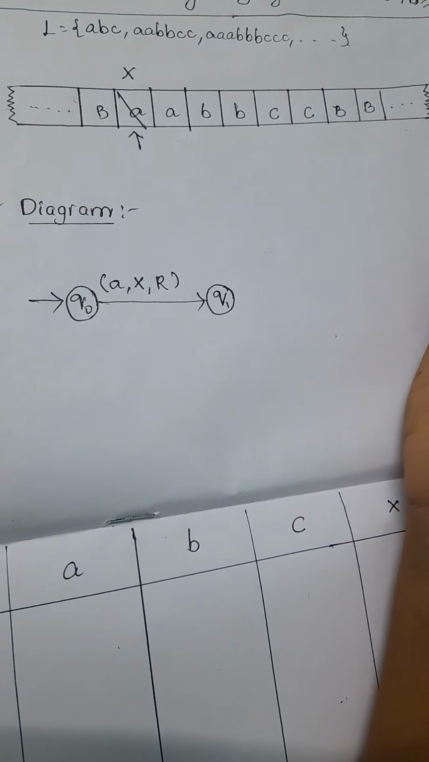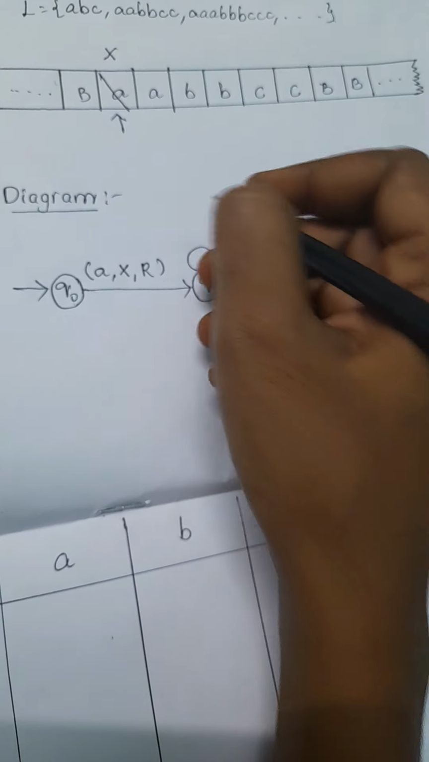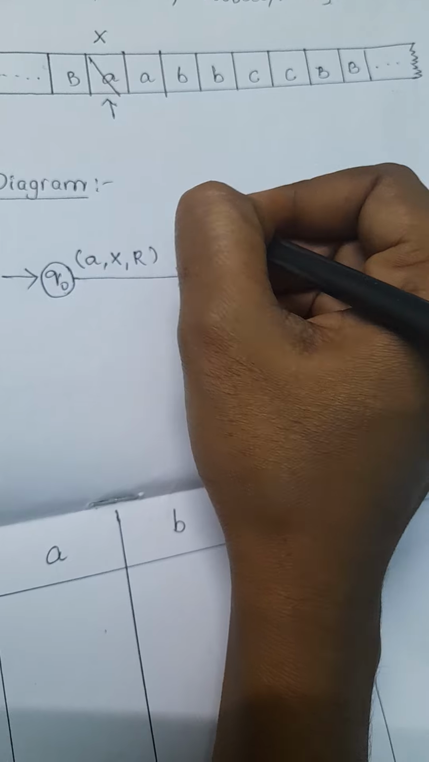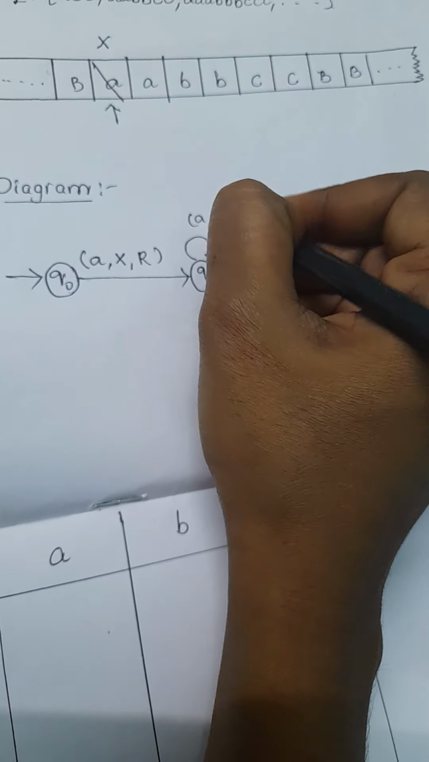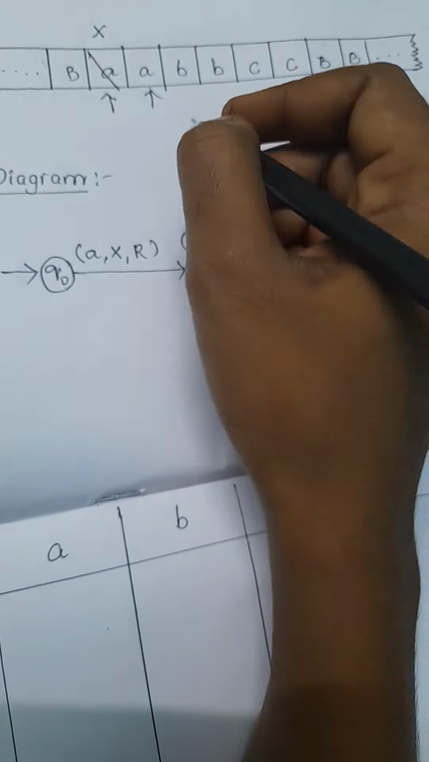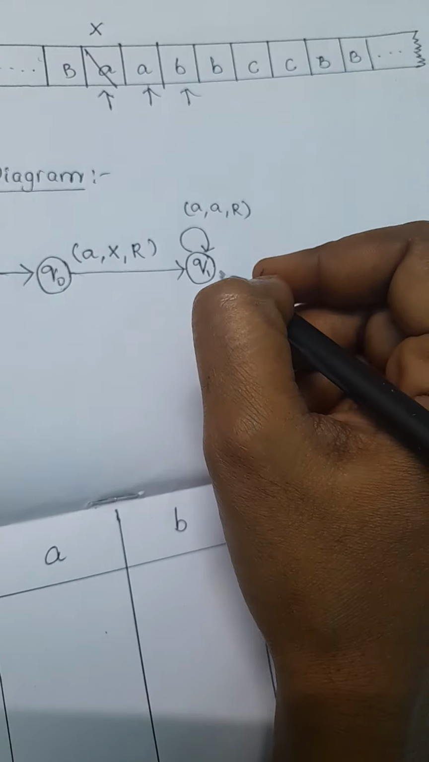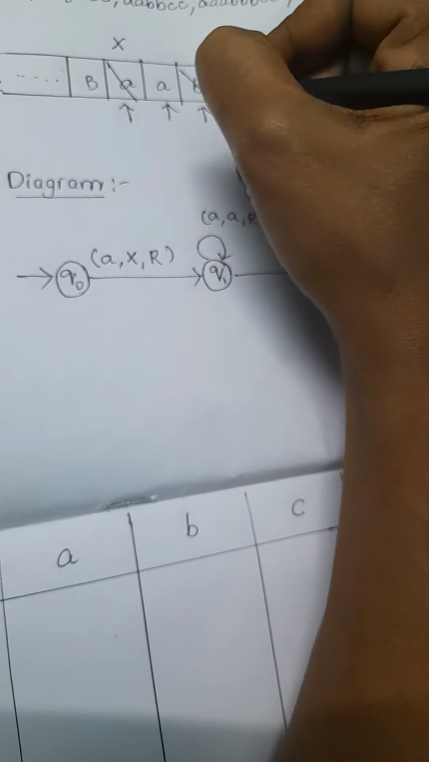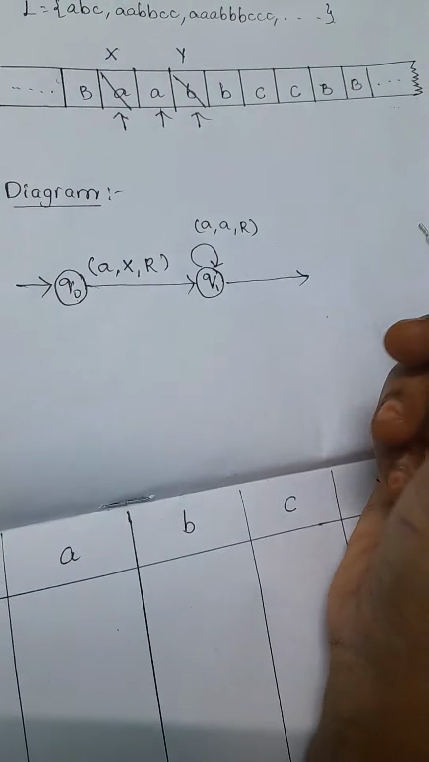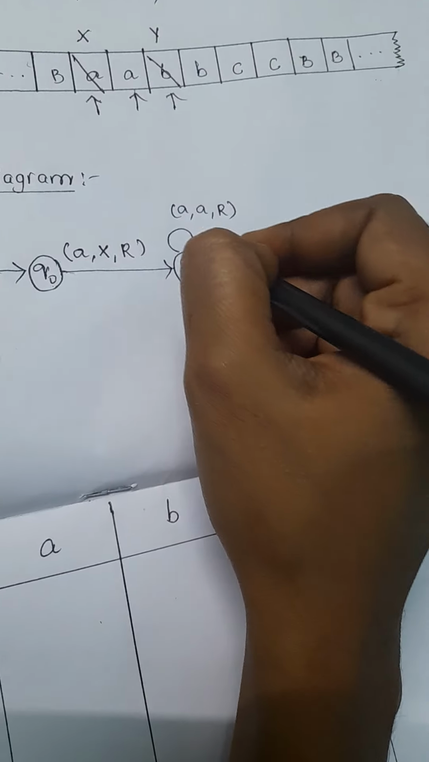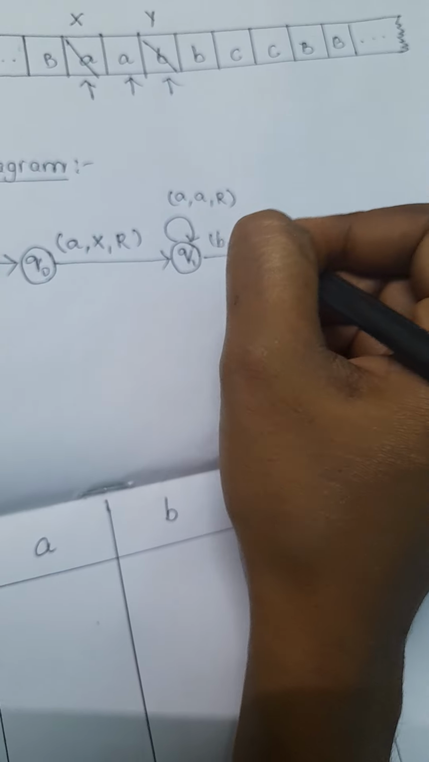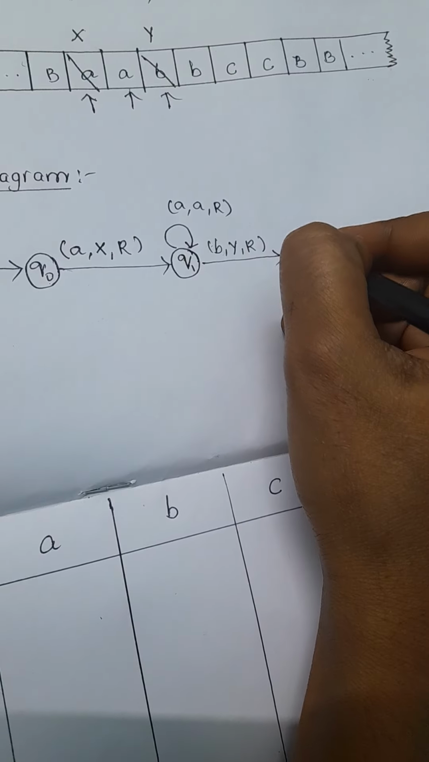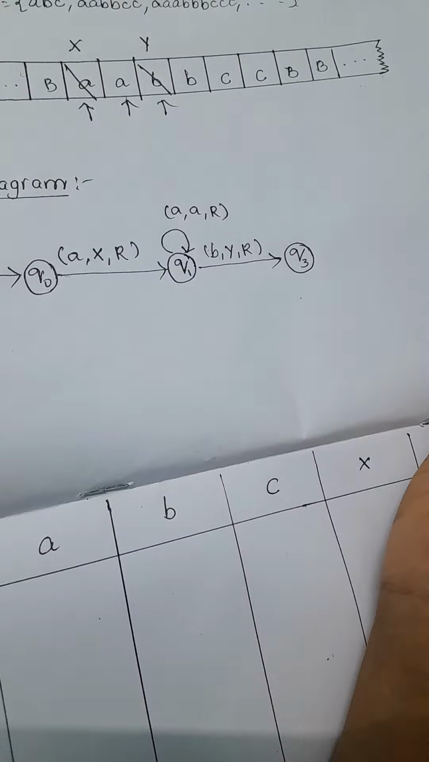From Q1 we will read the second A. While we are reading the second A, it remains the same only, means a self loop. A remains A only, we need to move right side again. So this one is over. Okay. So next we are reading the first B. From Q1 state, while we are reading the first B, that B will be changed to Y. Since the symbol is changing, state also will change. B is changing to Y and we need to move right side and we will move to the Q3 state.